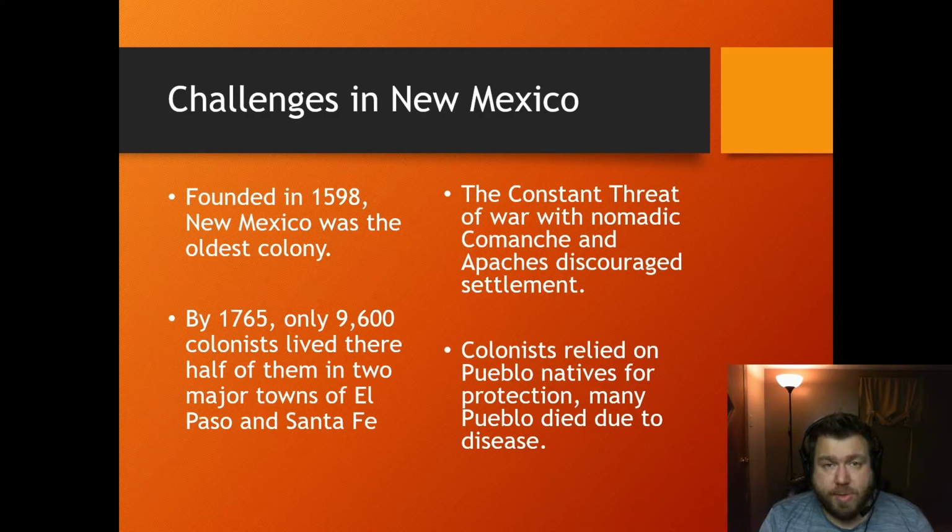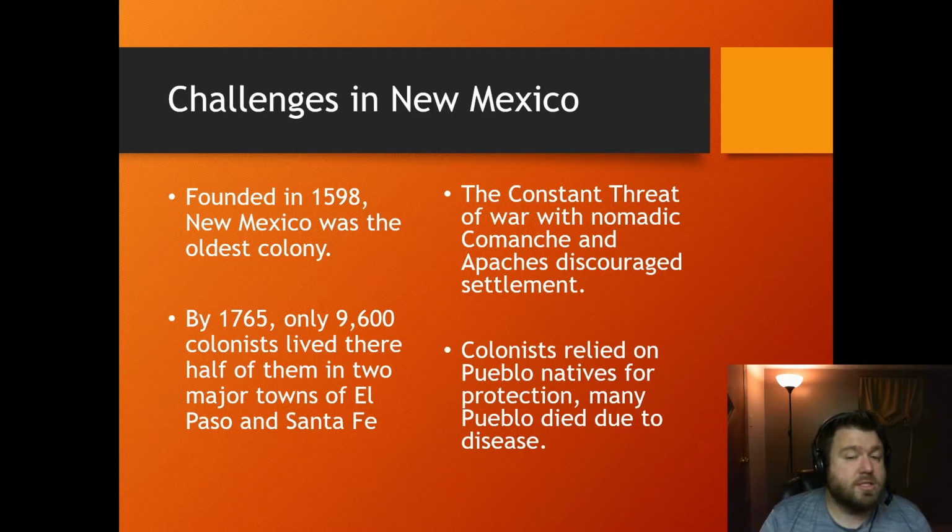Okay, challenges in New Mexico. It was founded in 1598, and New Mexico was the oldest colony. By 1765, only 9,600 colonists lived there, half of them in two major towns, El Paso and Santa Fe. The constant threat of war with nomadic Comanche and Apaches discouraged settlement.